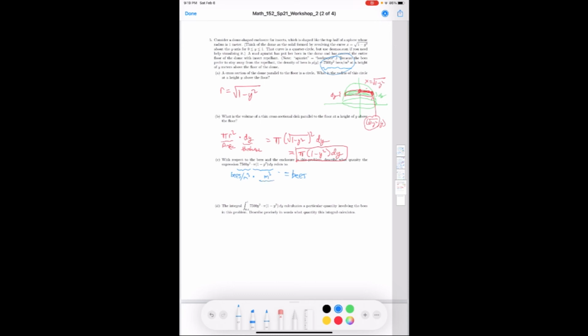Well, this is the volume of a thin cross section, a thin disk rather, as we'll call it. And this is density, in other words bees per volume. So the correct answer here is that this is the number of bees in one thin cross-sectional disk.